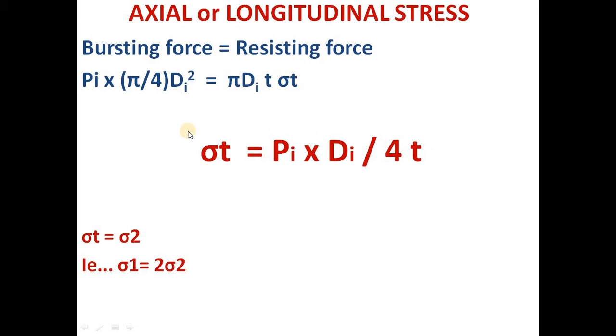It is not available in our data books. Okay, sigma T and sigma H. Then Pi is the internal pressure. Then Di is the internal diameter that can be designed. Then T, thickness of the cylinder, can also be designed. Okay, these two formulas should be kept in mind.